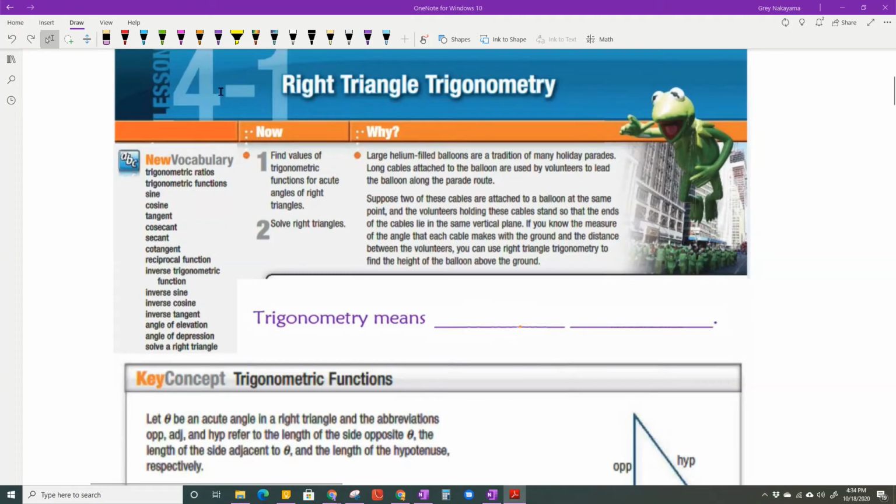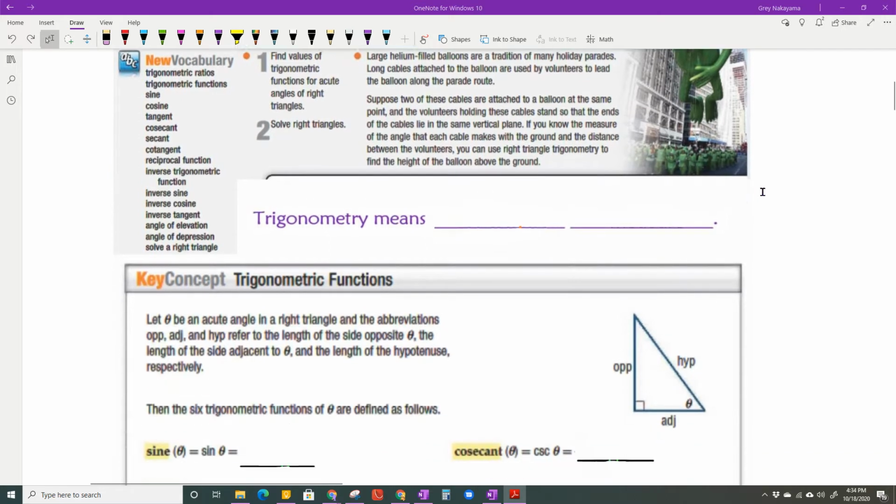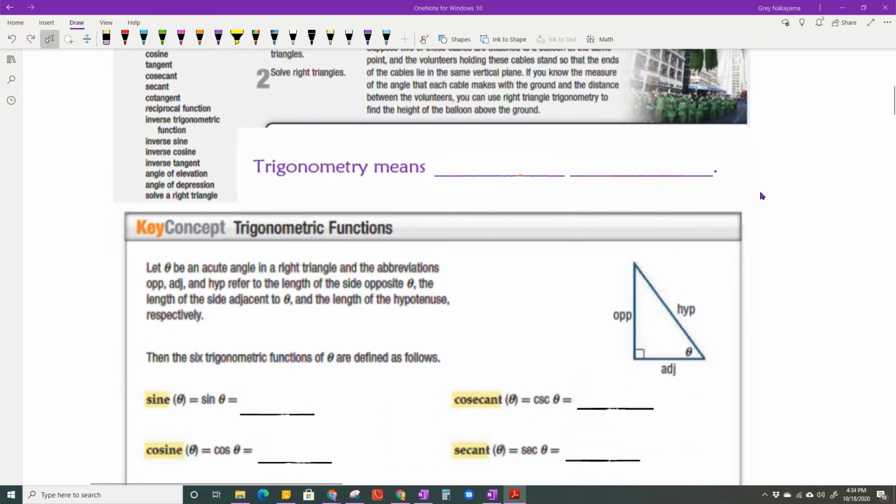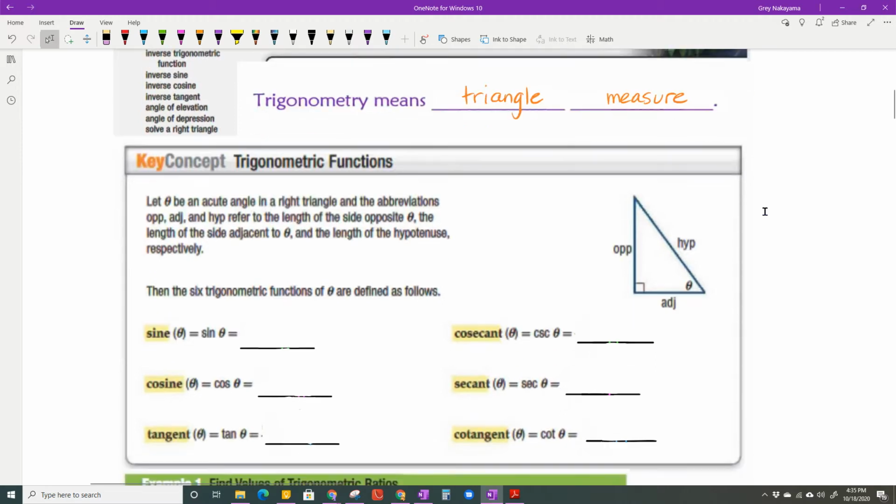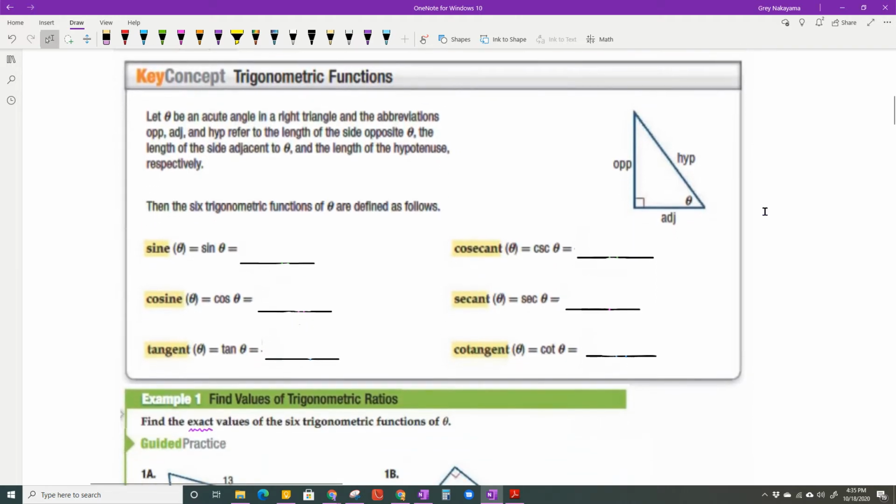Okay, today's lesson is 4.1a, right triangle trigonometry, and we are going to have a really quick, short review of what you have already done before. So in case you don't know, it might be helpful to know that trigonometry actually comes from the Greek word, which means triangle measure. So all we're doing is studying triangles and their measures and their angles. Excuse me, and you will see applications of them.